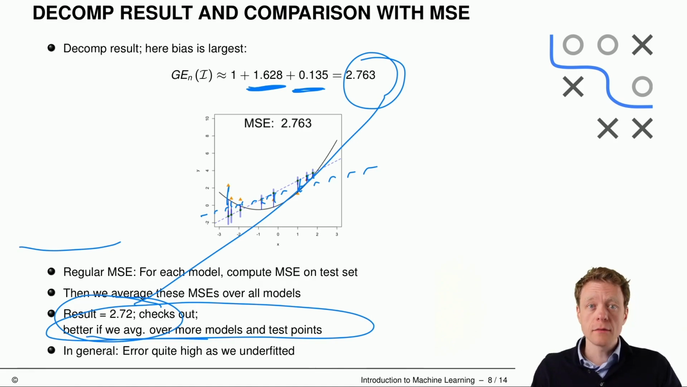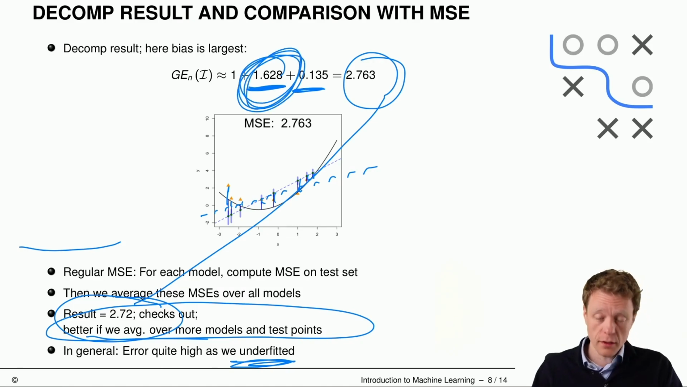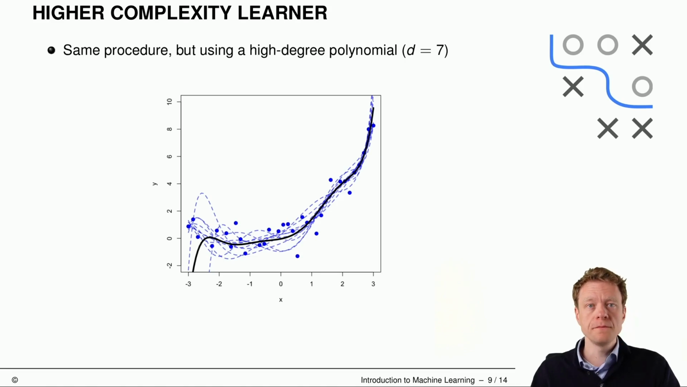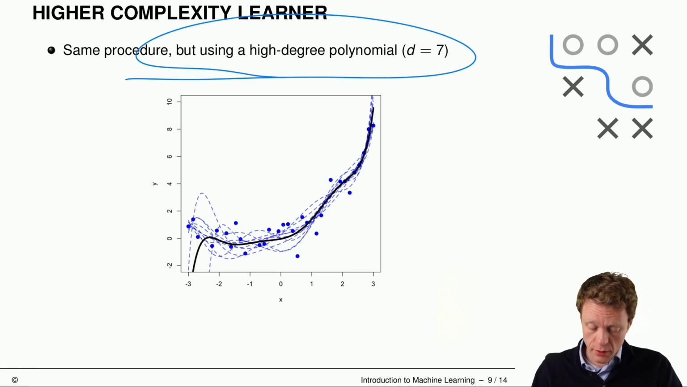So in both computations, we see the error is quite high because we are underfitted. So the bias is quite large. So what can we do about that? We can try to fit the learner with higher complexity. So we can use a high degree polynomial. Here it's a polynomial of degree 7.